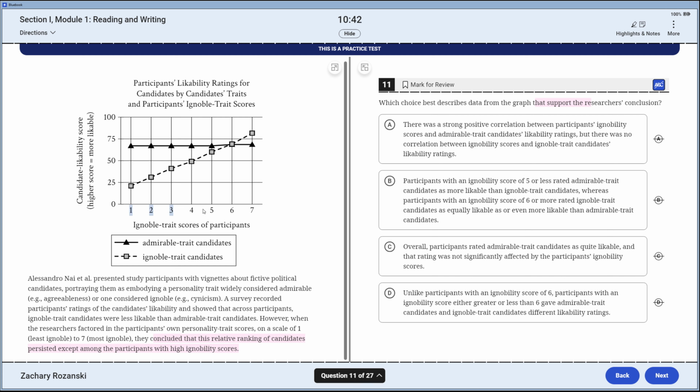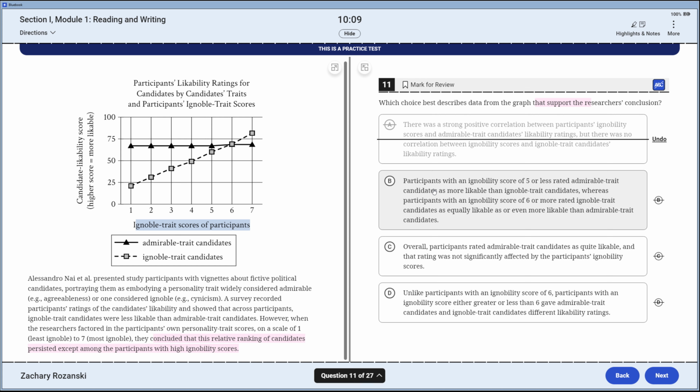And as a participant's, I'm pausing here because I know I need to juggle these concepts. And as a participant's badness goes up, their like for a good person stays the same. So there was a strong positive correlation between participants' ignobility scores and admirable traits. That's not true. As the participant went up, ignobility stayed the same. We would want these two variables to work together. So A is a lie.